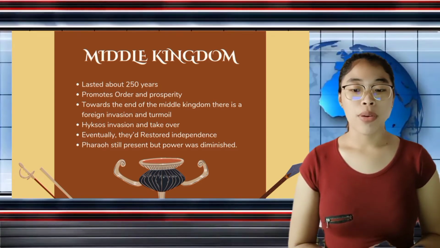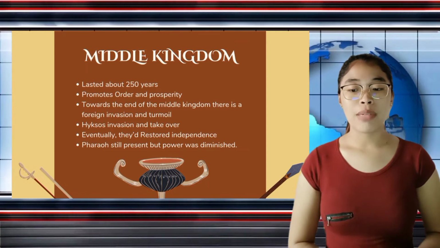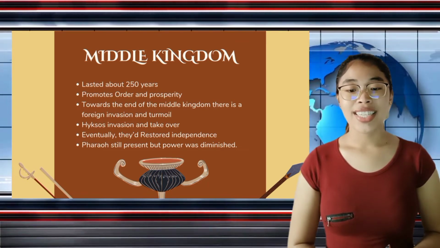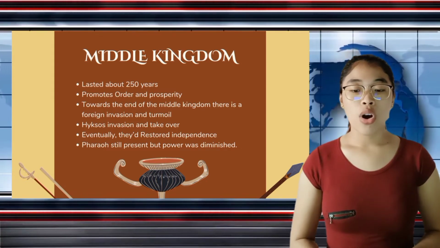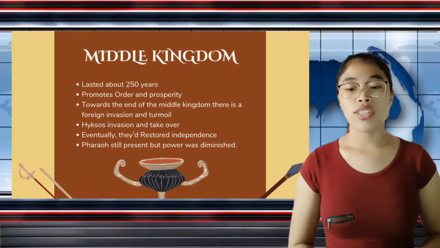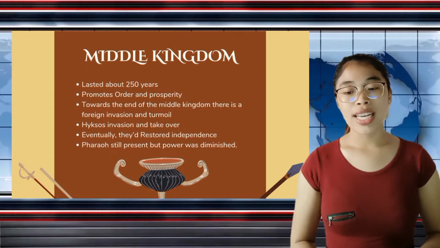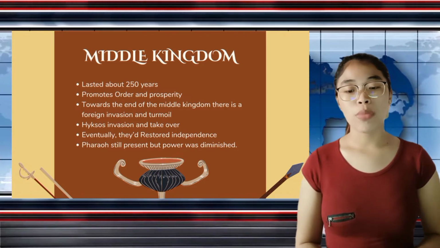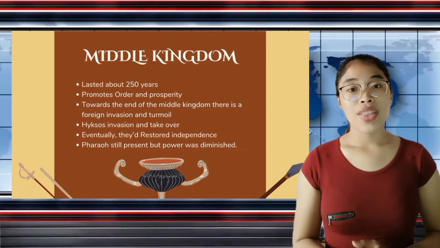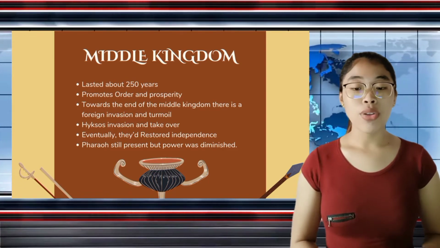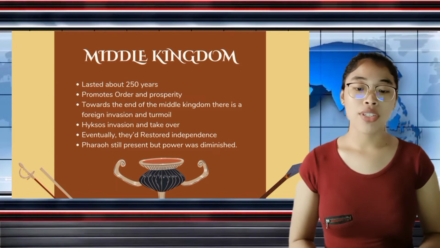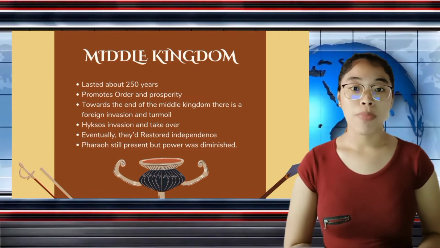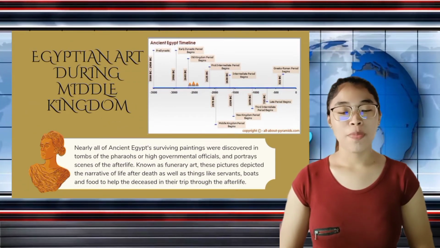Towards the end of the Middle Kingdom, Egypt was attacked and defeated by the Hyksos people who had advanced horse-drawn chariots and bronze weapons. So basically, there was a foreign invasion and turmoil upon reaching the end of the Middle Kingdom. Good thing, they were able to restore their independence, but this time around, the pharaoh is still present, but the power is diminished. What is Egyptian art known for?